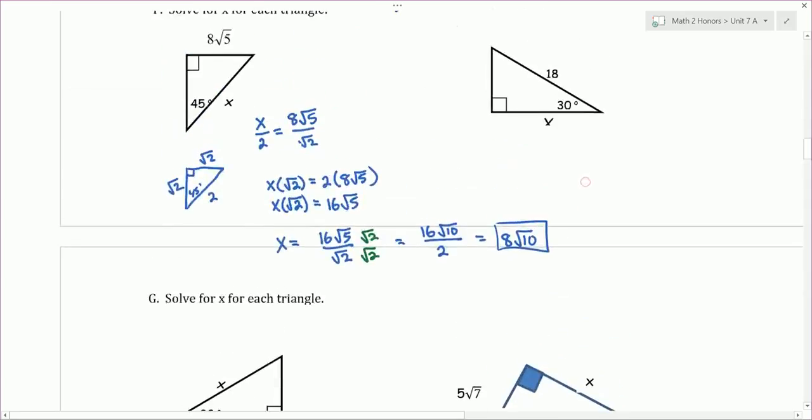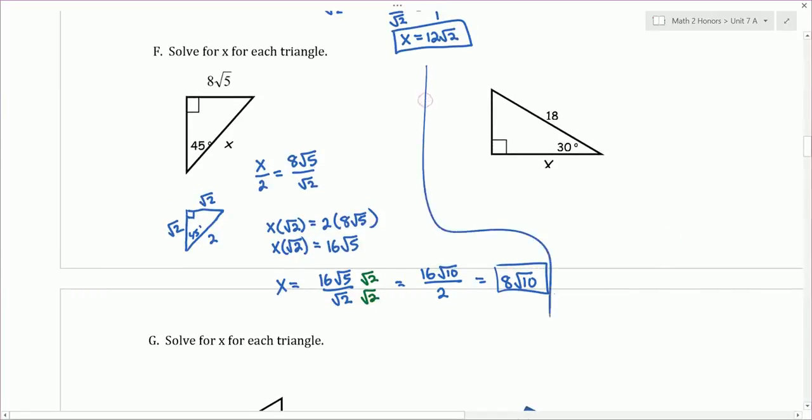Part G. Actually, I'm not done with F. F, we got another side to look at. Set up another similar triangle here, 30, 60, 90, with the side lengths that we know, and set up a proportion here. X over square root 3 is equal to 18 over 2. Reduce. Cross multiply, and you get x is equal to 9 times the square root of 3.